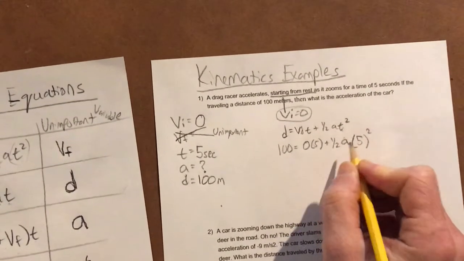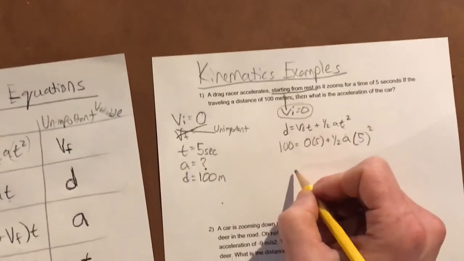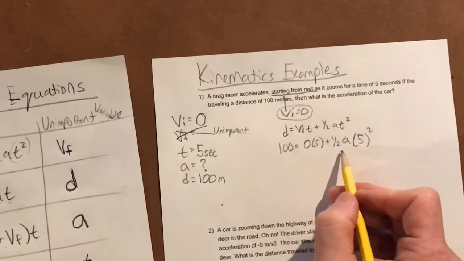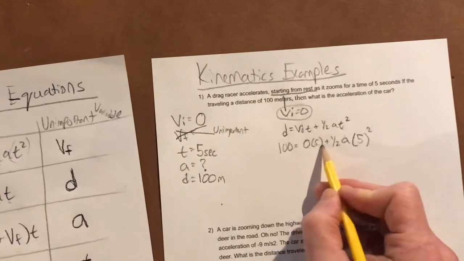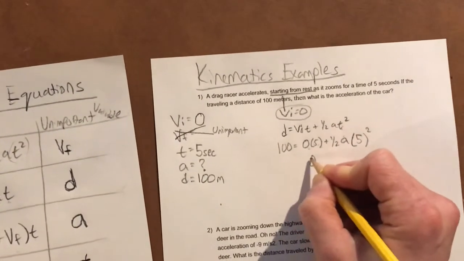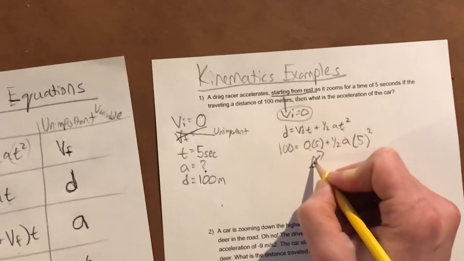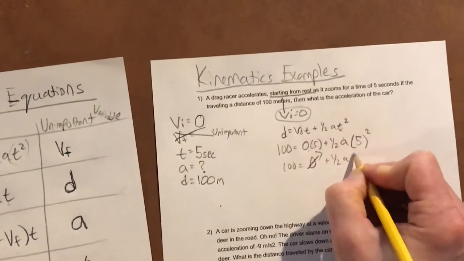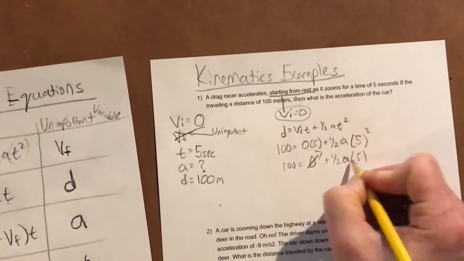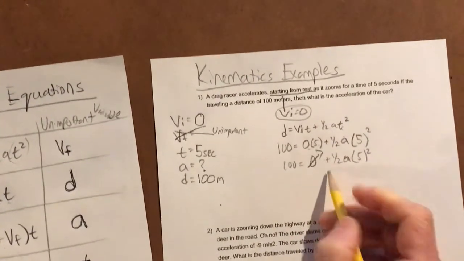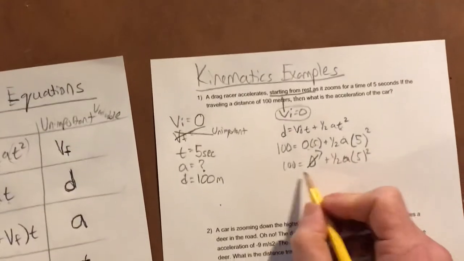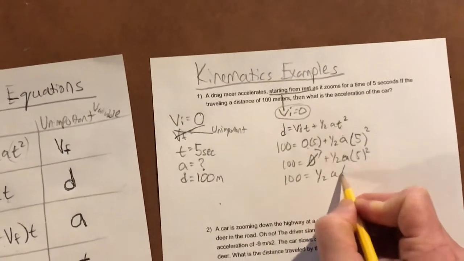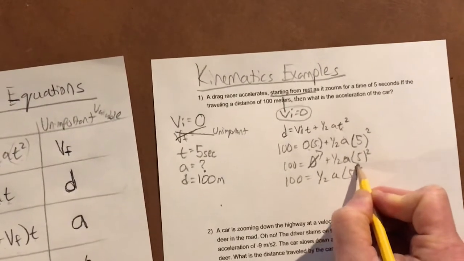And I'm looking to solve for A. So let's see what math moves I could do here now to solve for A. It's kind of over here. I have to get it all by itself. Well, I could see 0 times 5 here is going to get me 0. So that's gone. 100 equals 0 plus a half A 5 squared. I'm just going to carry everything else down. The 0's gone, so it looks like this. 100 equals a half A times 5 squared.